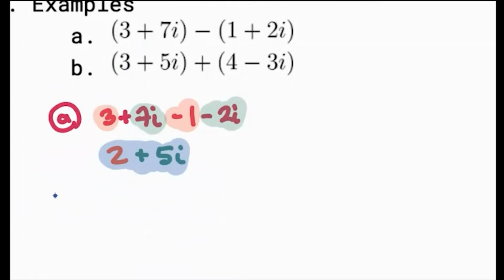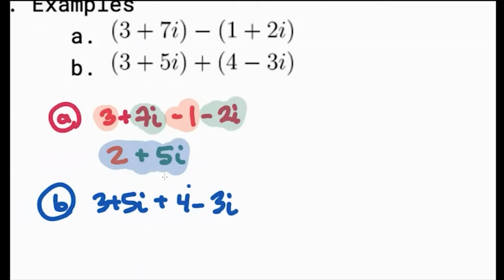So we got 3 plus 5i plus 4 minus 3i. Again, we're combining like terms. The 3 and the 4 combine to get 7. The 5i and the negative 3i combine to get 2i, and you have the final answer here.